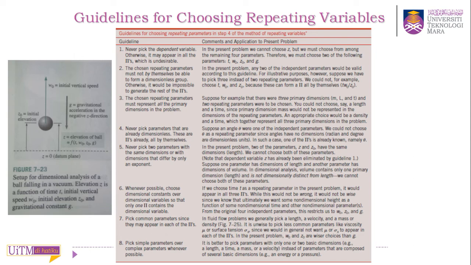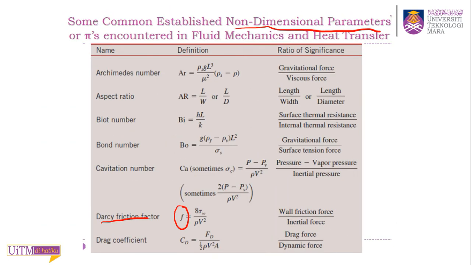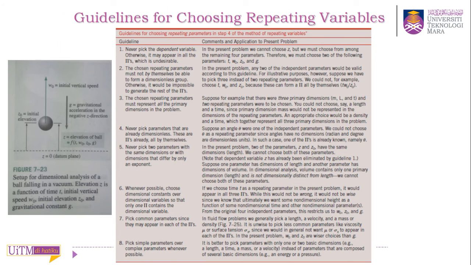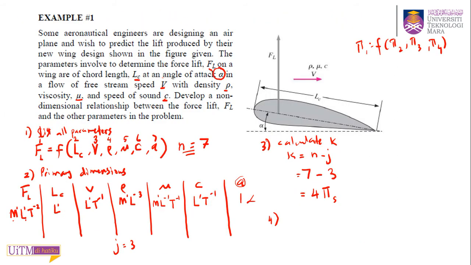Okay, so you have a lot of parameters here. We have L, V, rho, mu, C and A. So how do we want to choose the repeating variables? Okay, we go one by one from the guideline. So the first guideline is never pick the dependent variable. Never pick the dependent variable. So I ask you here, what is the dependent variable in this problem?